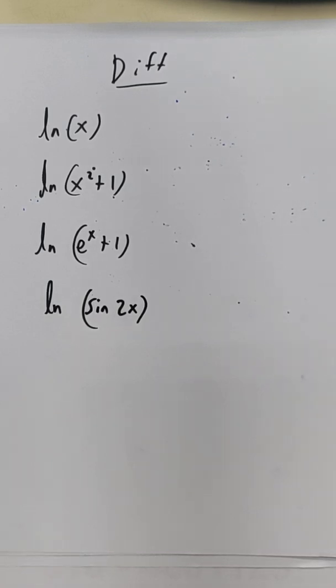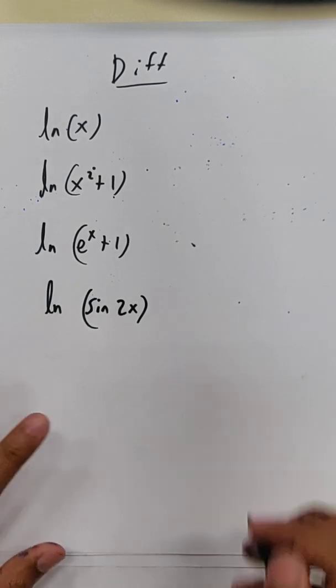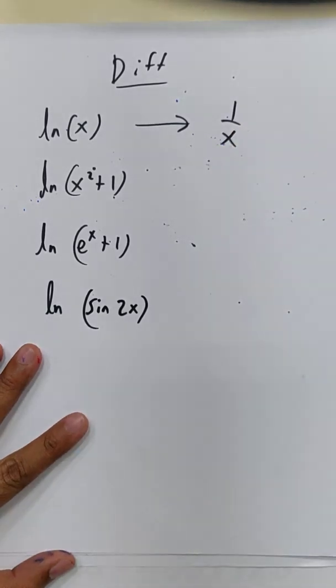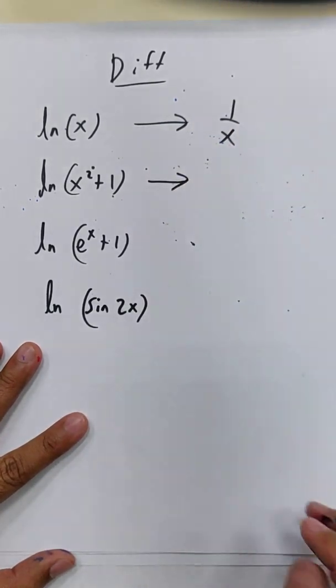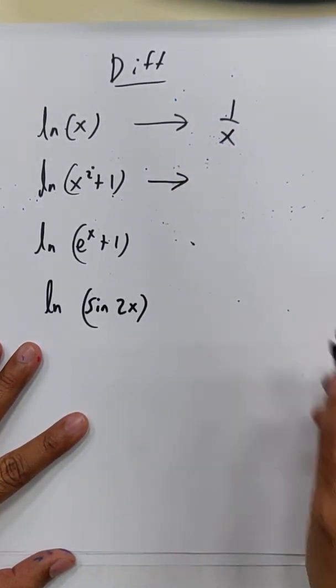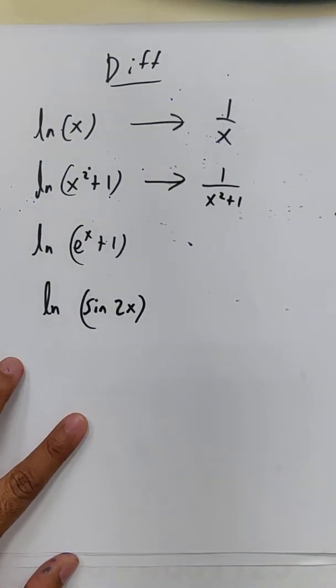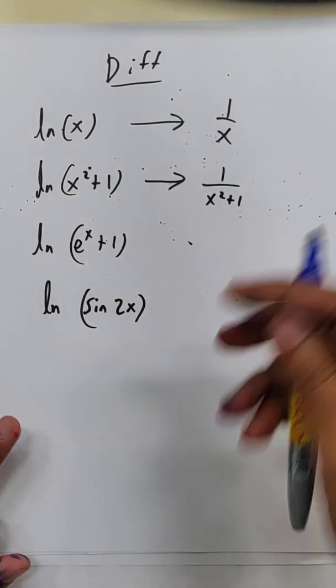Okay, let's start with a bit of basics of differentiation. Do you remember how to differentiate ln? 1 over x. What about this one? 1 over x squared plus 1 times 2x.